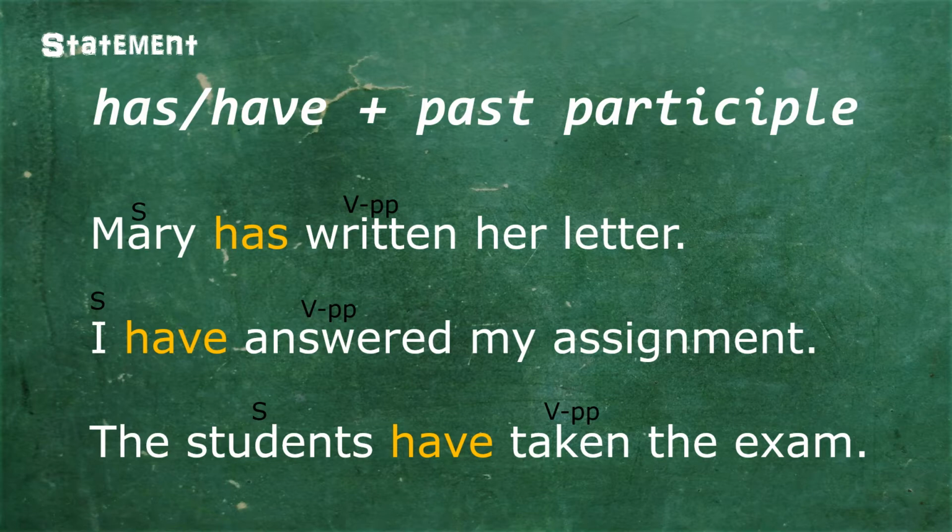The subject is I. I is singular, but it is also a special pronoun. The same with you. Although they are singular, we use a plural verb for I and you because they are special pronouns. We will discuss that in other lessons in the future. So we use here the auxiliary verb have because I is a special pronoun. We don't use has, but we use have. I have, you have, like that. I have answered my assignment. Subject is I, auxiliary verb have plus the verb past participle answered.